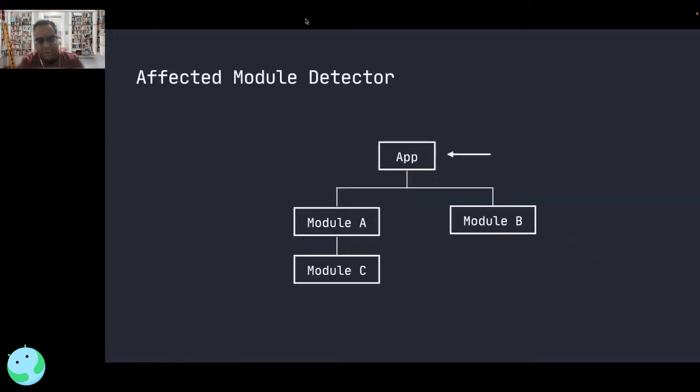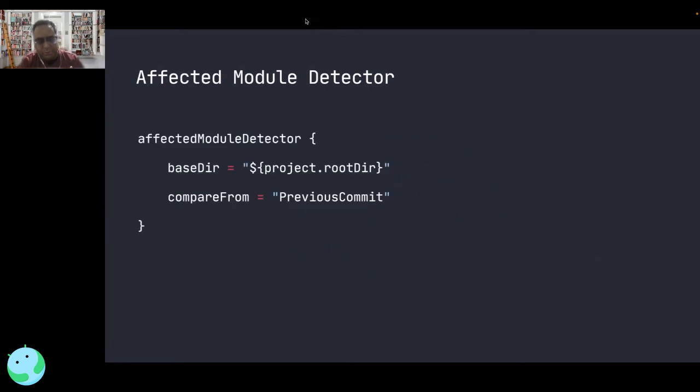Suppose you had a multi-module structure like this, and you had an app with different modules that depended on one another. In your root module, you could specify the base directory of your project, and you could specify that you want to compare from the previous commit. You could also compare from a fork commit or specify a branch commit, and you could also exclude certain modules using this tool.